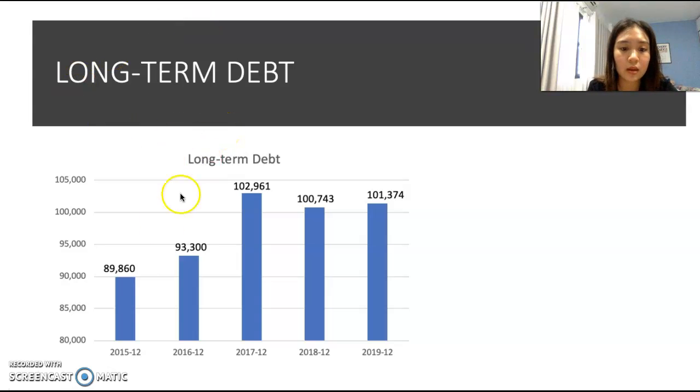So to fully understand the capital structure of the business, let's have a look at the long-term debt. The trend here is it went up and down, but it only experienced a small fluctuation. Overall, from 2017 to 2019, it is quite stable, although it decreased a little bit.